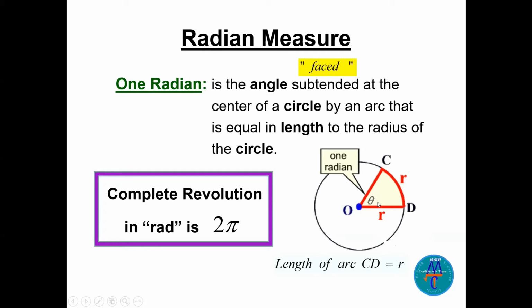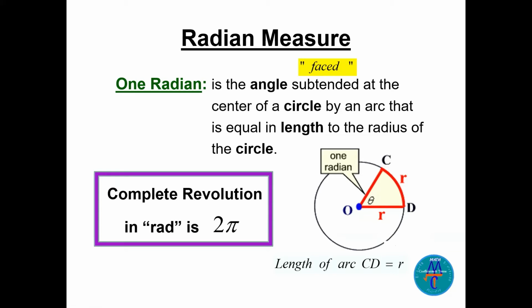So how do you know 1 radian? You can do it at home. Just draw any radius you like, maybe 3 centimeters. And then draw the length of this arc same as the radius. If you choose 3 centimeters, do it 3.